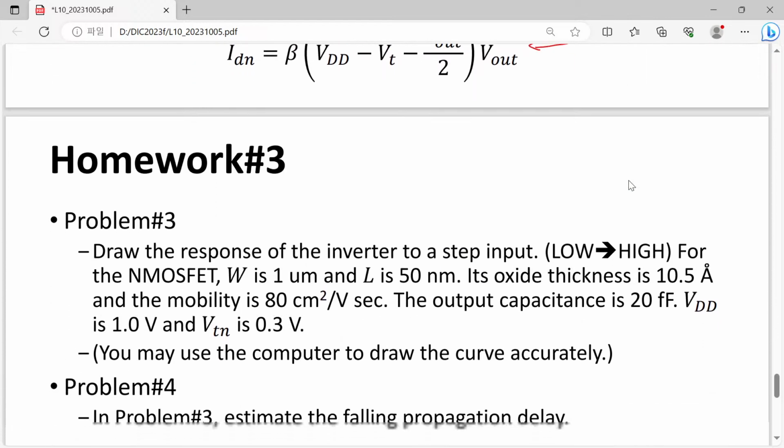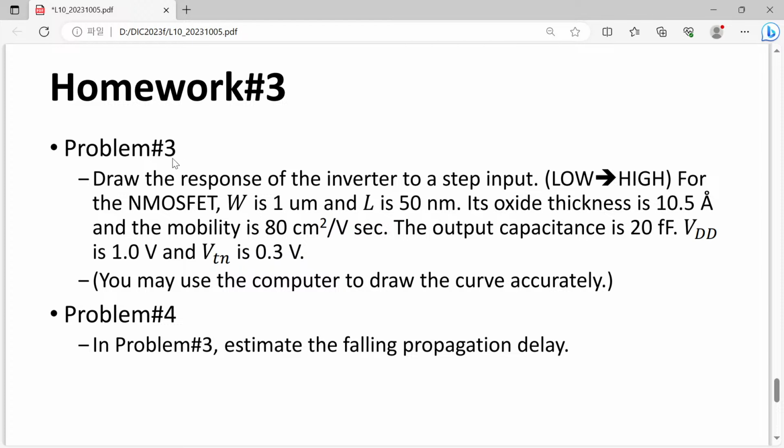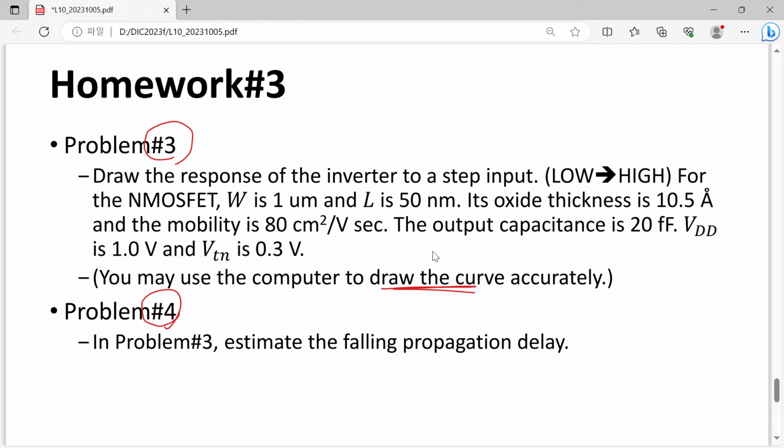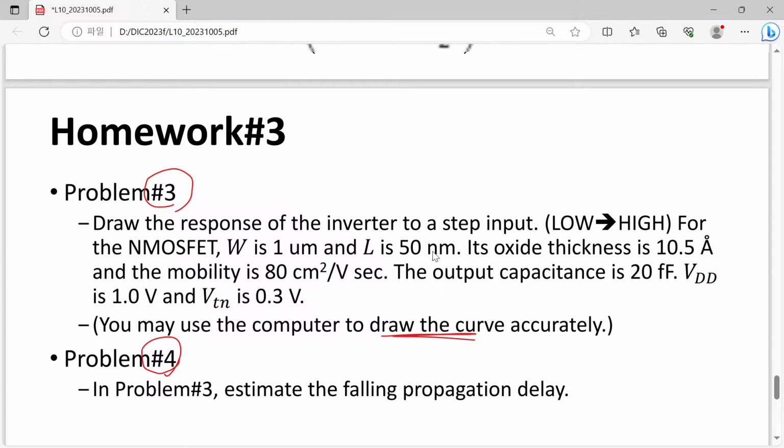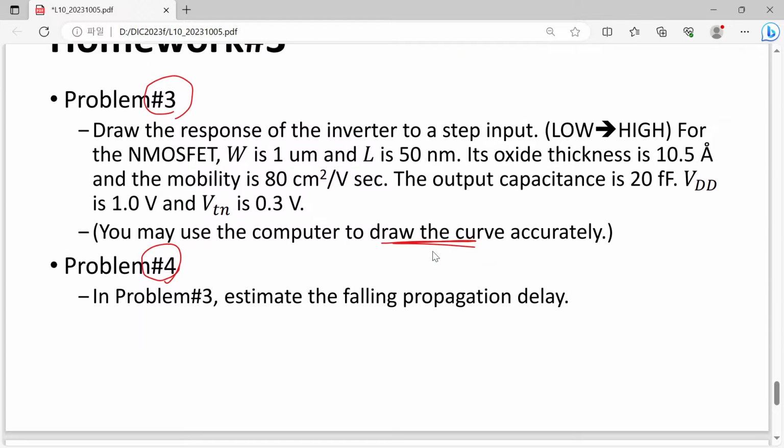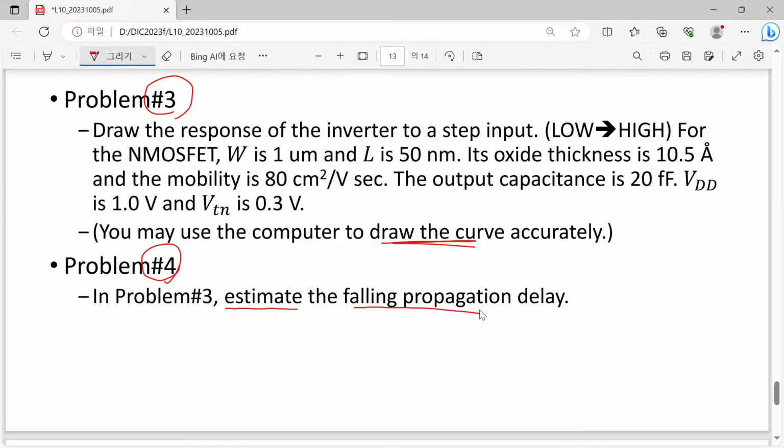So, discharging. Now you have problems number 3 and 4. Please draw the curve, and do not try to draw with your hands. Please make an accurate curve instead of a schematic one. Please try to draw the exact one. After that, once you have drawn the exact curve, please estimate the falling propagation delay.